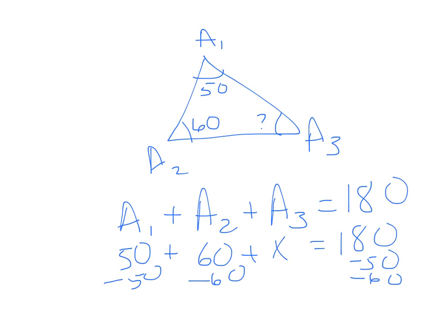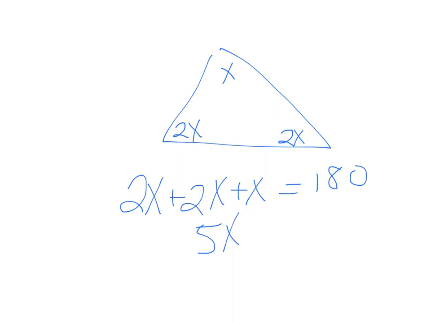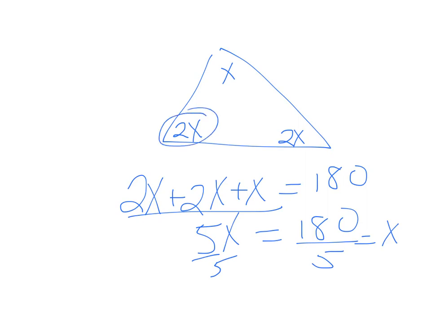Every once in a while on these types of questions, they will give you X, 2X, and maybe another 2X. And what you'll have to do to figure it out is say 2X plus 2X plus X equals 180. And then 5X, after you add them all together, equals 180, so divide by 5. Whatever that is, that's equal to X, and the other angles would be twice that number. Okay, so that's pretty easy too.